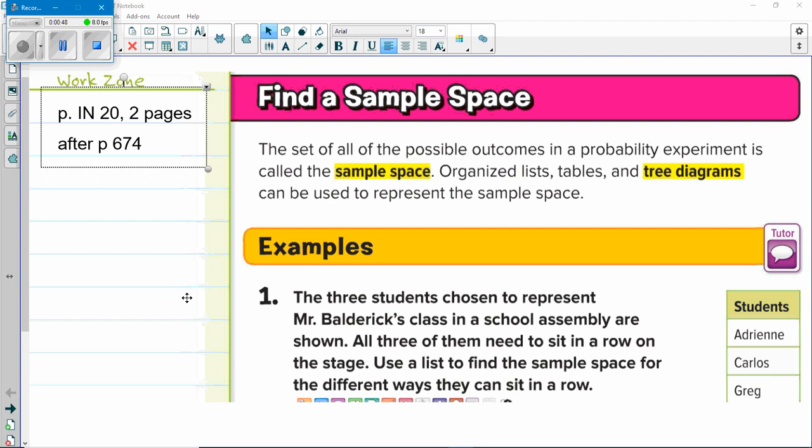And if you go to page IN20, you got to go to page 674. These are special sections in our book, so turn to page 674 and then go 2 pages past that to page IN20. And you will see it looks like this, and it says find a sample space. Now the sample space sounds real important, well, because it is. It's the set of all the possible outcomes in a probability experiment.